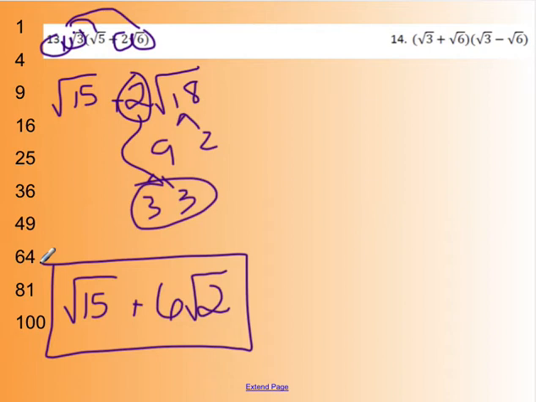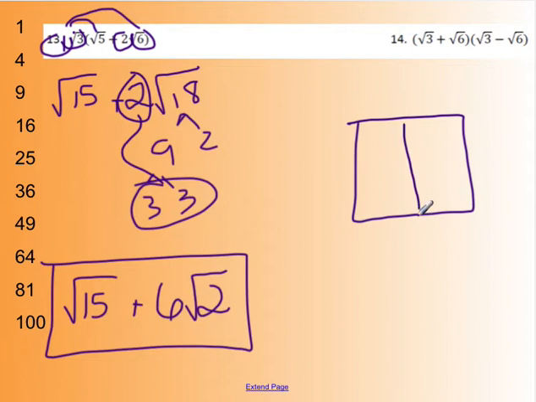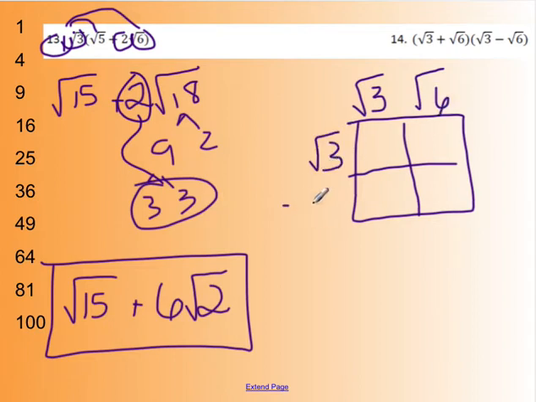Now let's take a look at number 14. When you multiply two binomials like this, I always suggest using the box method. So I have the square root of 3 plus the square root of 6, and then the square root of 3 minus the square root of 6. So I lined it up outside the box, and now I'm going to multiply into the box. So square root of 3 times square root of 3, that's going to end up being the square root of 9. Remember, multiplying underneath to underneath.